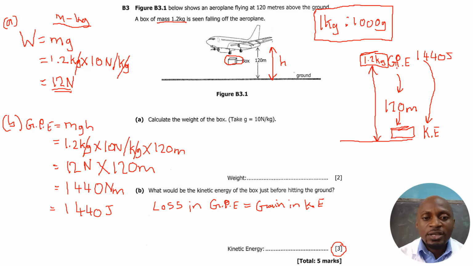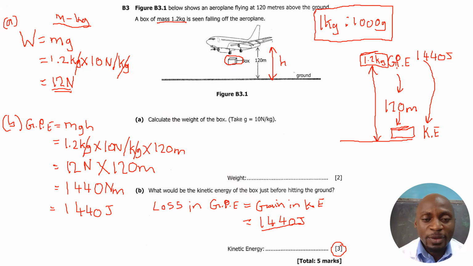So how much gravitational potential energy was lost? 1,440 joules. All this was converted to kinetic energy. So our kinetic energy just before hitting the ground is 1,440 joules.